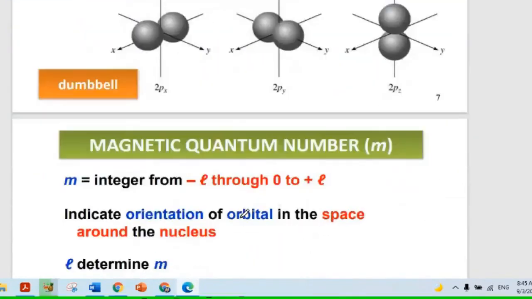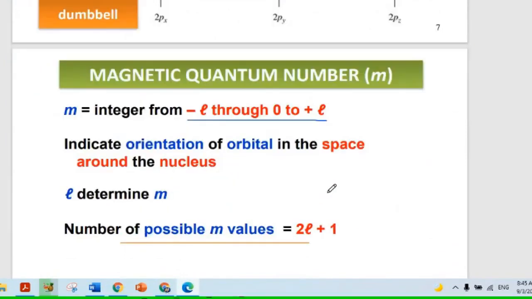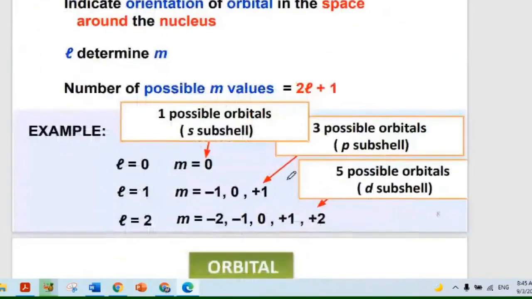Next, the magnetic quantum number is from negative L through 0 to positive L. L determines M. For example, when L equal to 0, M is 0. L equal to 1 is from negative 1, 0, positive 1. The negative and positive sign is for the magnetic quantum number. And for D, it is from negative 2 until positive 2.